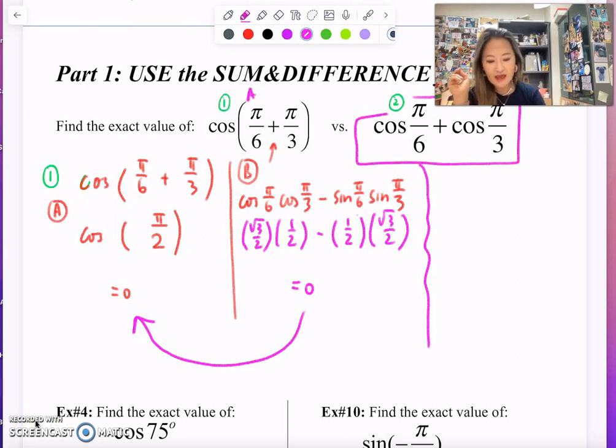So we did this guy A and B technique. We're going to do C. This guy will be the C, okay? Let's see cosine of pi over 6 plus cosine of pi over 3. Let's see if they're indeed the same or different, okay?